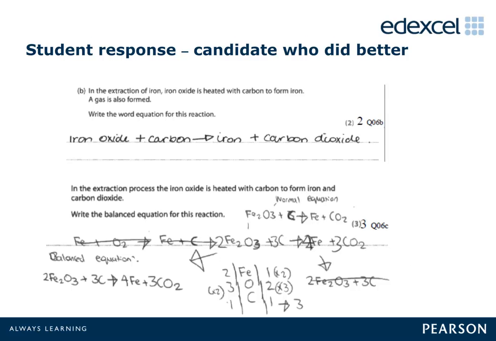The top word equation question is from question 6B of the foundation tier paper. The candidate has used the information to give the reactants on the left and has correctly identified the products, so both marks were awarded. Carbon monoxide would have been allowed as the gaseous product in place of carbon dioxide. The lower balanced equation question is from question 6C of the higher tier paper. The candidate has given correct formulae of the reactants and products and shown the balancing method to eventually give the balanced equation. All 3 marks were awarded here.